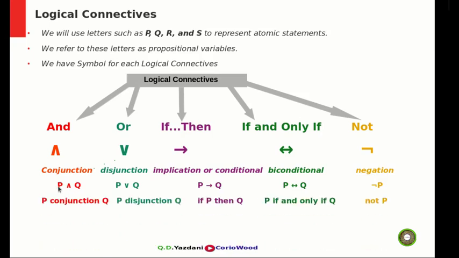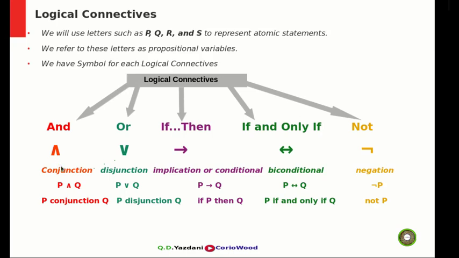Now how are we going to read this? P conjunction Q, P disjunction Q, if P then Q, P if and only if Q, and this one is not P. So we repeat again. The first one, the upside down V, is and. The second one, like a V, is or, and this arrow is if-then, and this one with the double arrow facing both sides is if and only if. Then the last one is not, called negation.